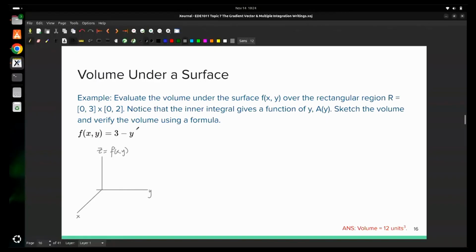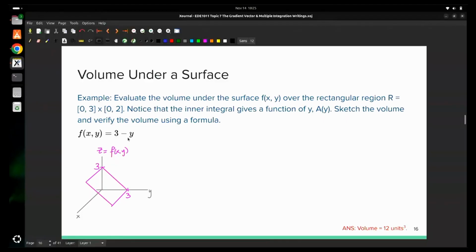So 3 minus y: when y equals 0, z equals 3. So it must be 3 here. That means at y equals 3, f will be 0. So therefore, you have something like that. Then z equals 3 minus y, and there is no x. So I mentioned that x can be anything, which means you can just extend this line into a plane. So this is actually your f of xy equals 3 minus y plane. And certainly you get a plane because it's linear in y.